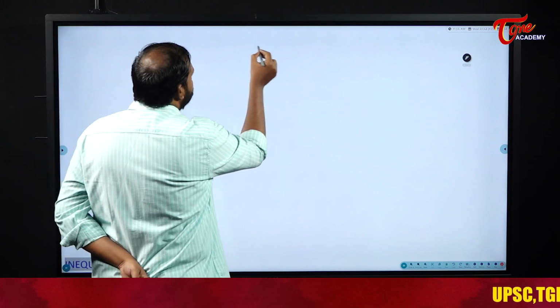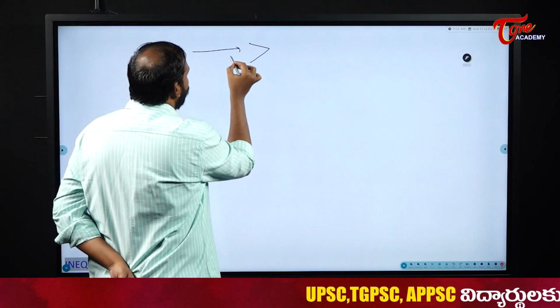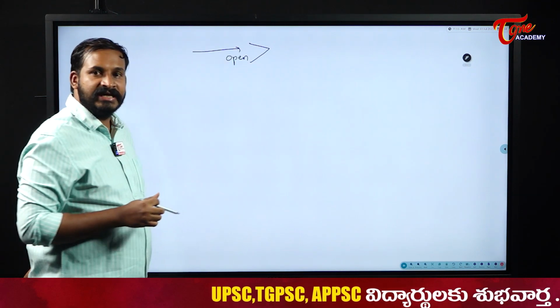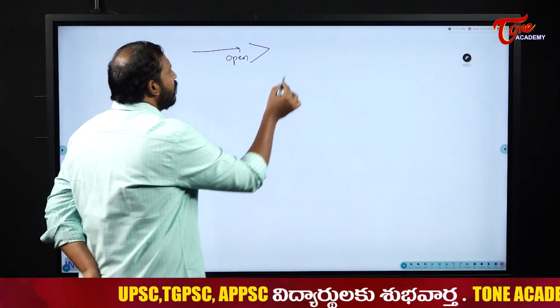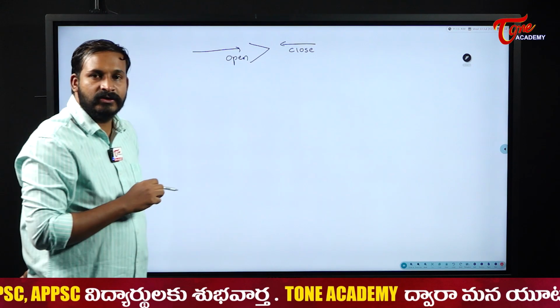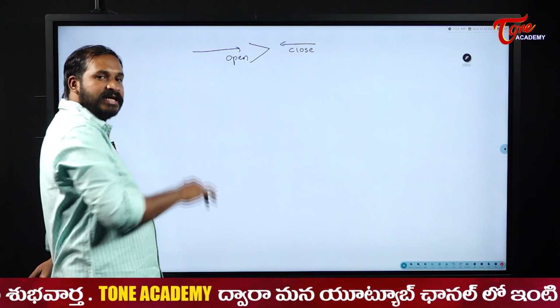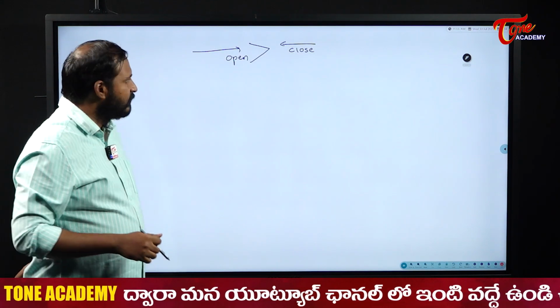First, see here, this is a symbol. In this direction it is open, sir. Now in this direction it is close. That means I cannot move in this direction. I can only move in this direction. Okay, that is the first rule. We will assume.